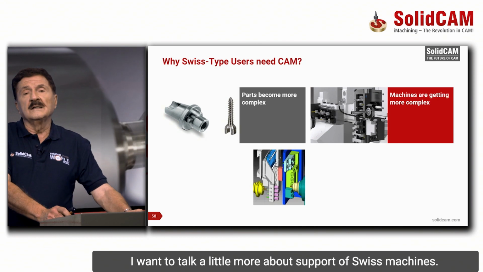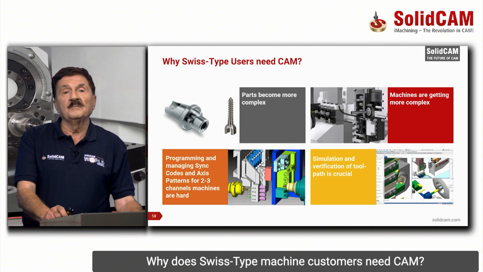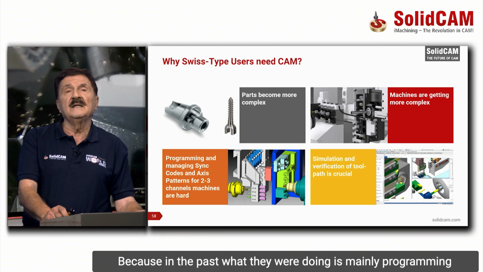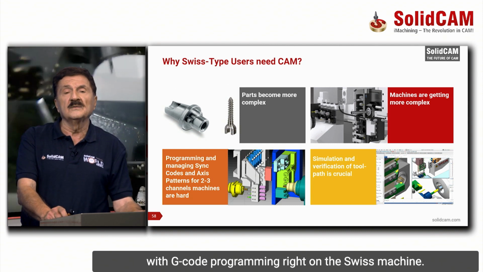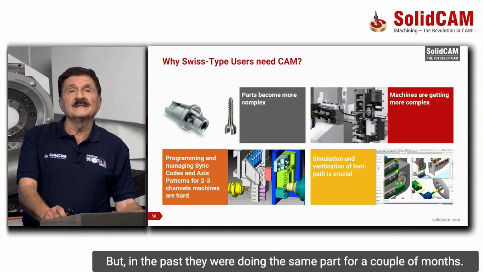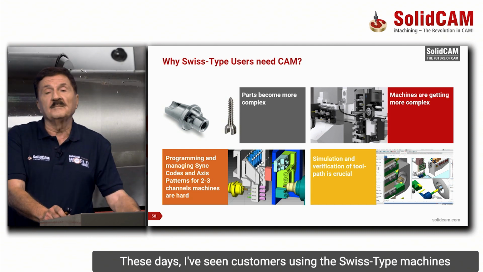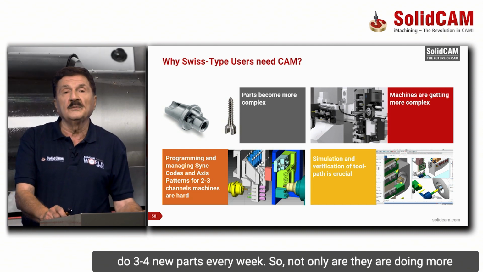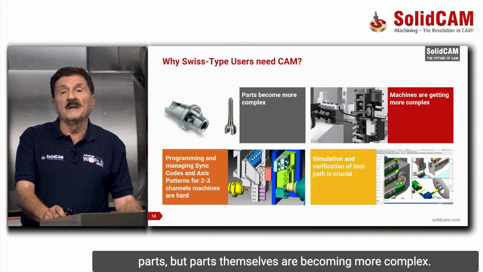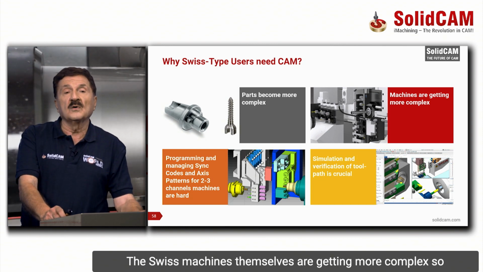I want to talk a little more about support of Swiss machines. Why do Swiss-type machine customers need CAM? Because in the past, they were mainly doing G-code programming right on the Swiss machine. But in the past, they were doing the same part for a couple of months. These days, I've seen customers using Swiss-type machines do 3-4 new parts every week. So not only are they doing more parts, but the parts themselves are becoming more complex. The Swiss machines themselves are getting more complex.